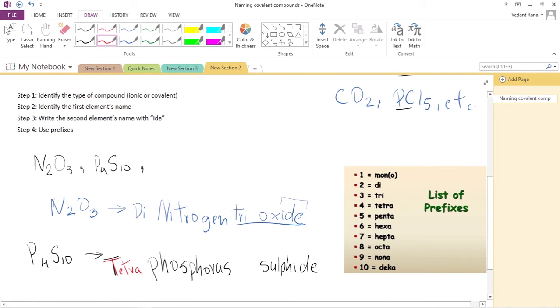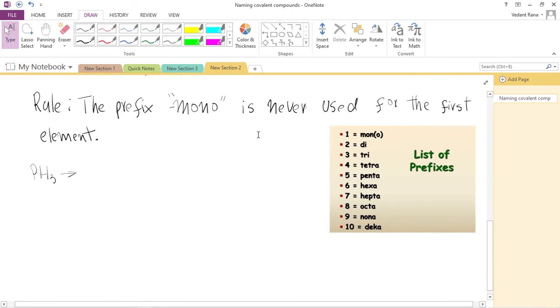We have 10 sulfur atoms, so we're going to use deca. And sometimes deca is also written as DECA. Yeah, there it is. So we'll add DECA. Tetraphosphorus decasulfide. Easy. Now let's discuss a few rules.